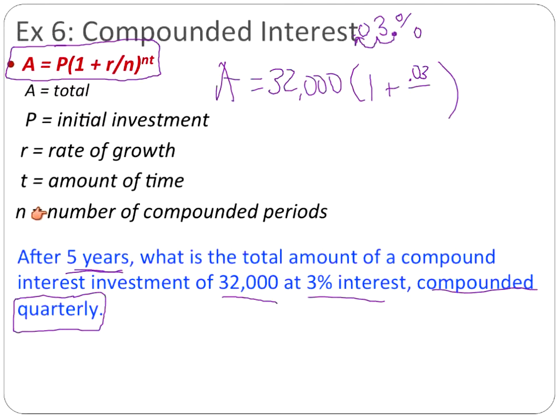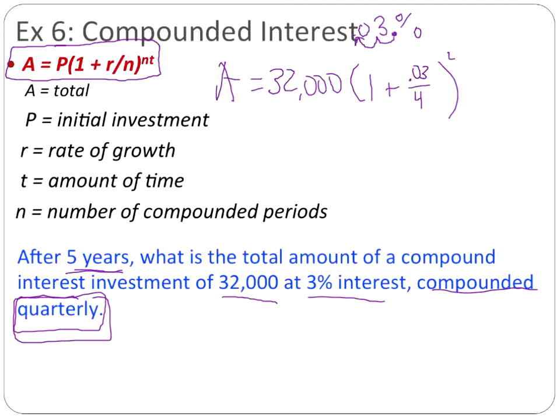Now n, it says, is my number of compounded periods. It gives it to us, but in a slightly different manner. It says compounded quarterly. So if here's your year, quarterly would mean how many times a year are they giving you that interest? Quarterly? 4. Good job. So your n is a 4. They do give you the number, but it's hidden inside that word quarterly. So instead of an n, I'm going to put a 4.